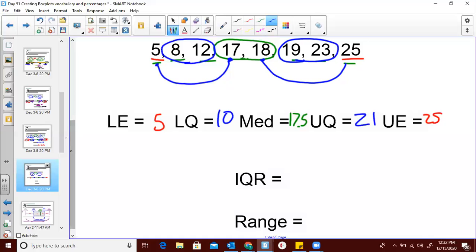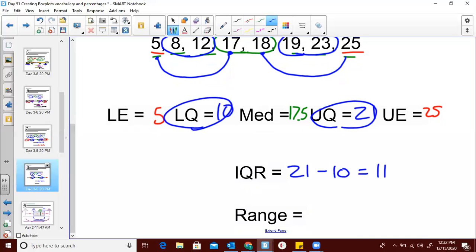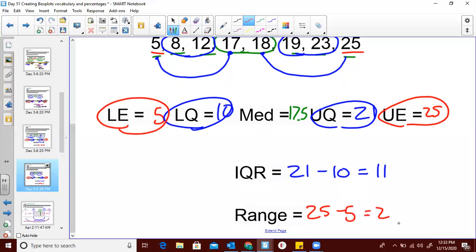All right. All we have to do from here is the interquartile range. So that's our upper quartile or third quartile minus our lower quartile. You can see we'll get 11. Our range is our upper extreme, which is 25, minus our lower extreme, which is 5, which will equal 20.